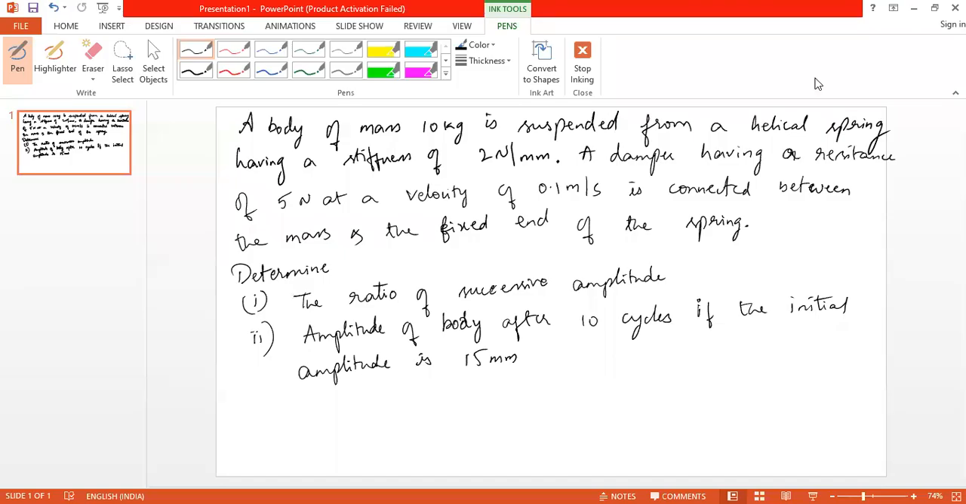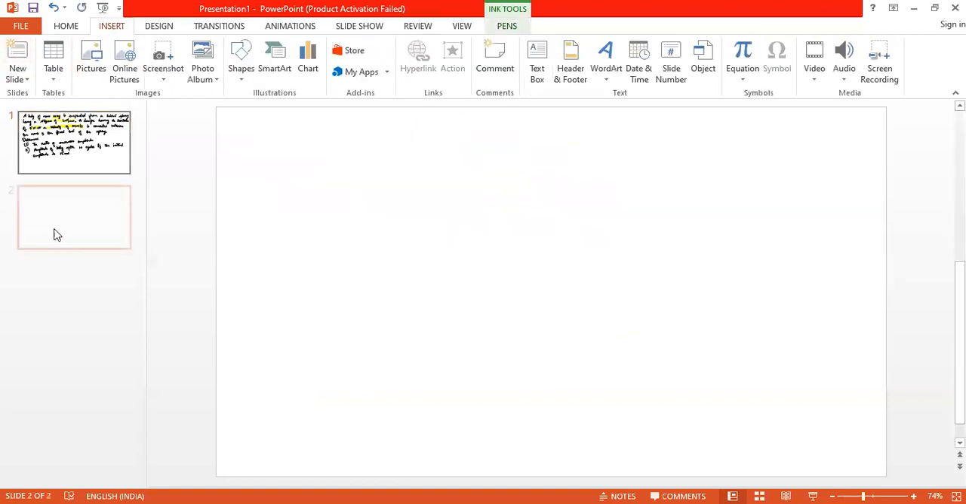Okay, so here a body of mass 10 kg is suspended from a helical spring having a stiffness of 2 Newton per mm. A damper having a resistance of 5 Newton at a velocity of 0.1 meter per second is connected between the mass and the fixed end of the spring. Okay, so we need to find out the ratio of successive amplitudes and the amplitude of the body after 10 cycles, if the initial amplitude is 15 mm.